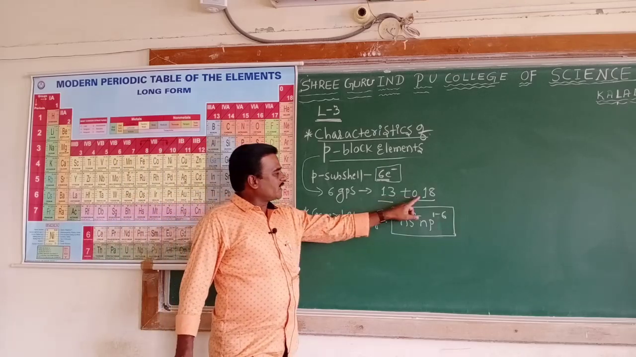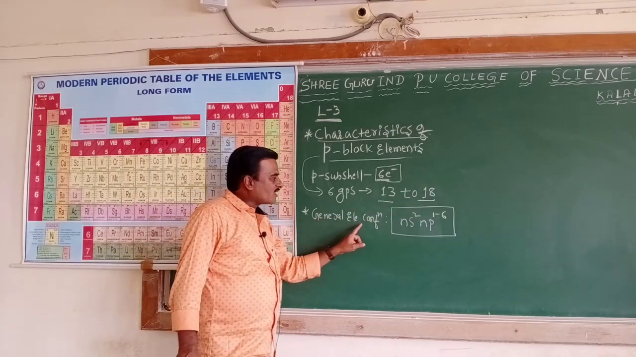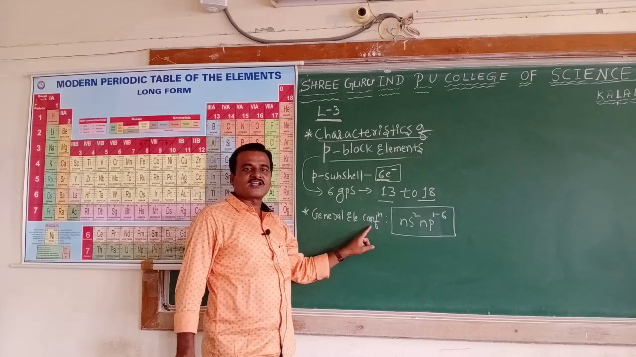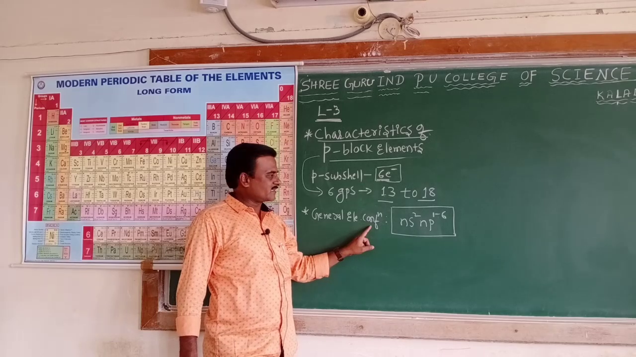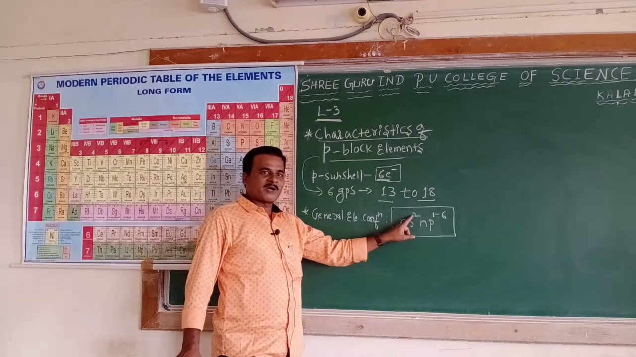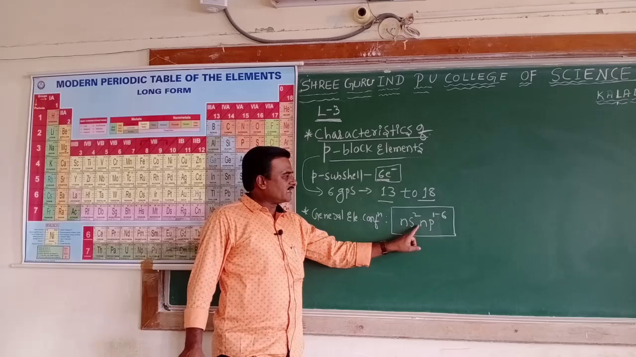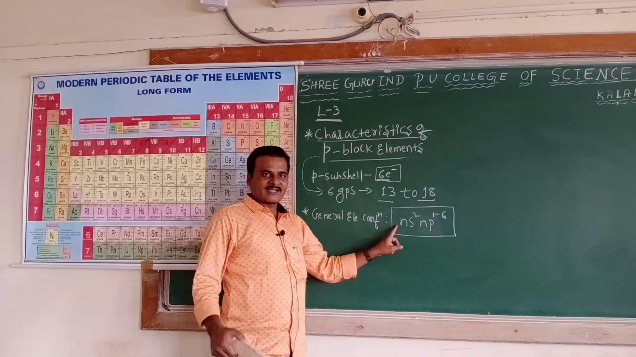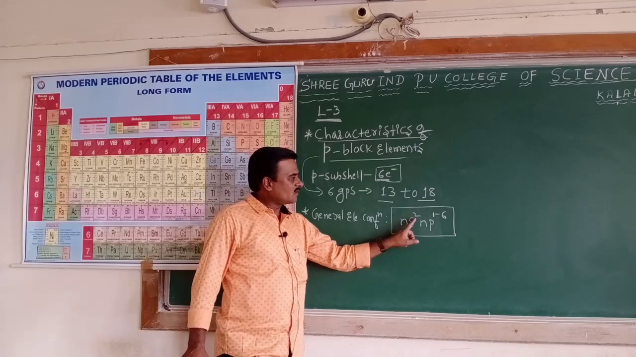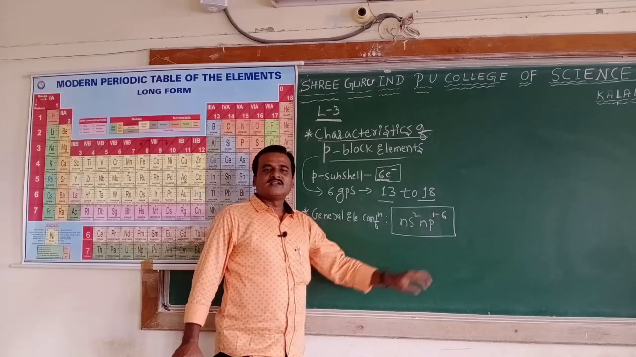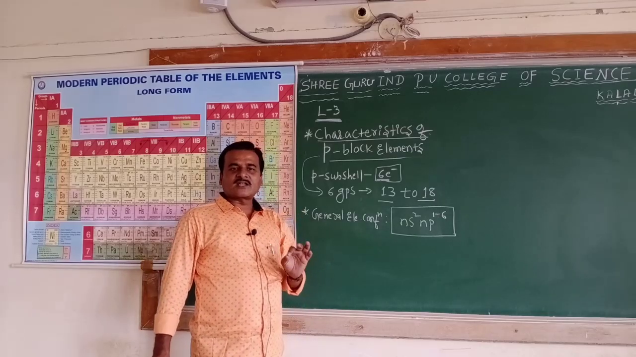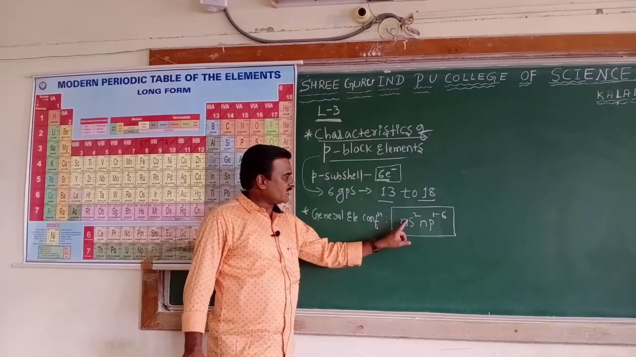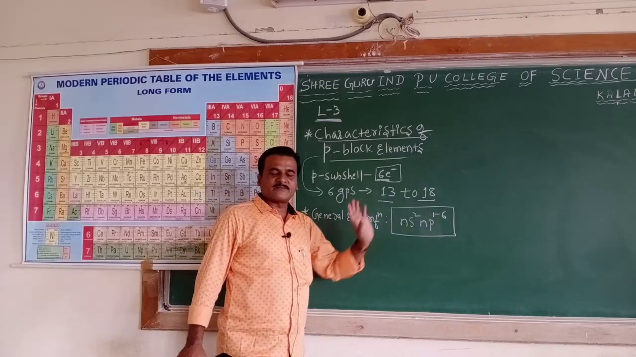Group 13 to group 18. The general electronic configuration, remember one more question. What is the general electronic configuration of p block? Answer: ns2, np 1 to 6. The general electronic configuration of p block elements is ns2, np 1 to 6.